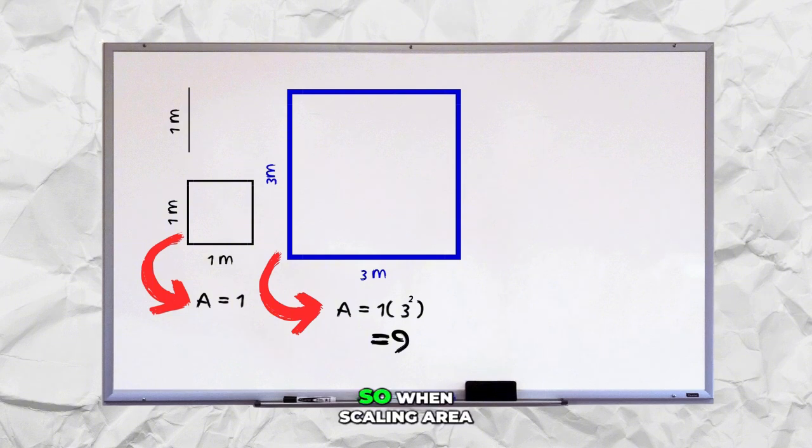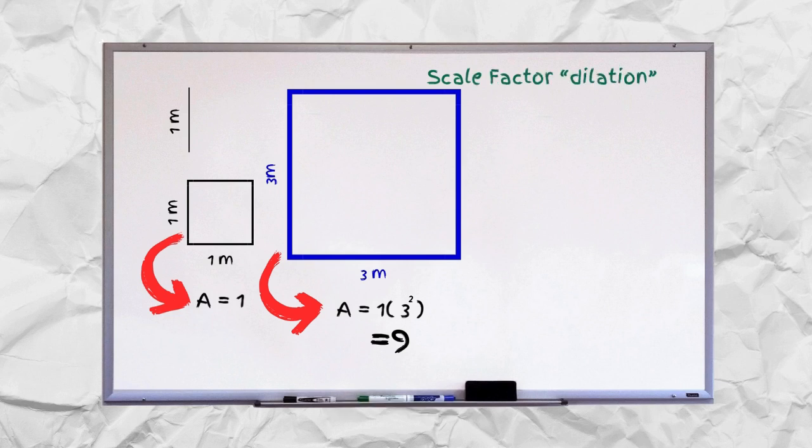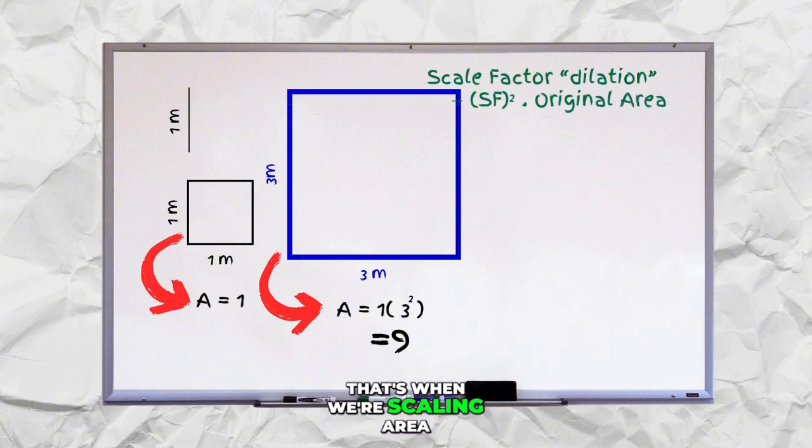All right. So when scaling area, you're typically going to have a scale factor or a dilation. Either a scale factor or dilation. And you're going to have your scale factor squared for area. That's when we're scaling area. Scale factor squared times original area.